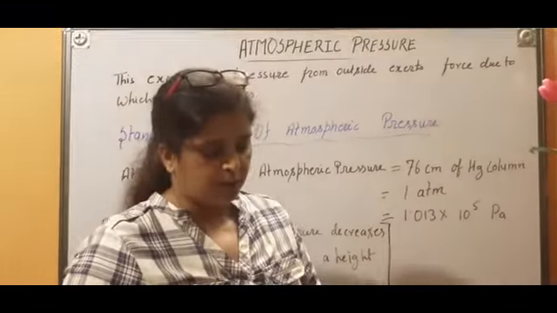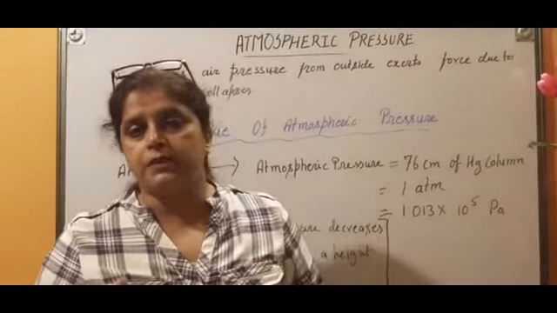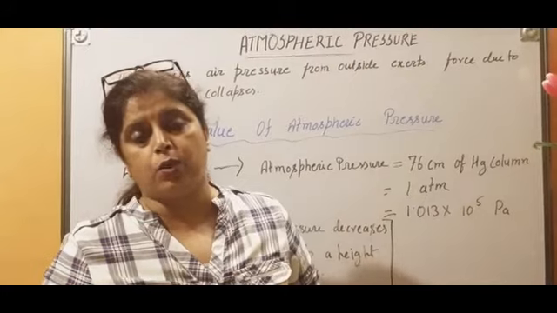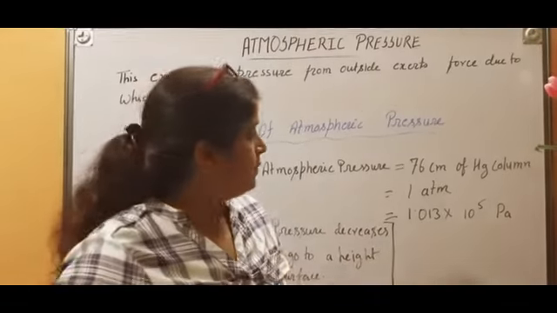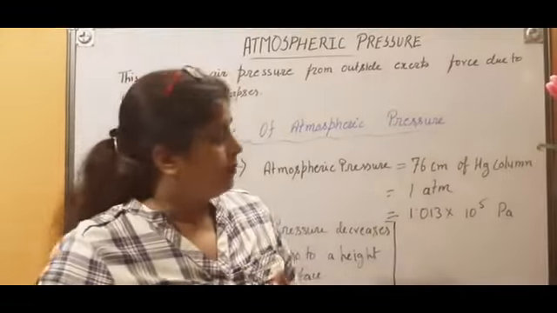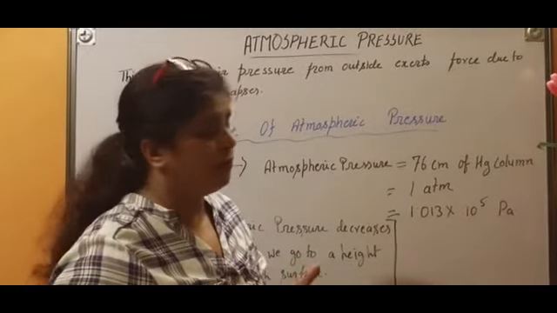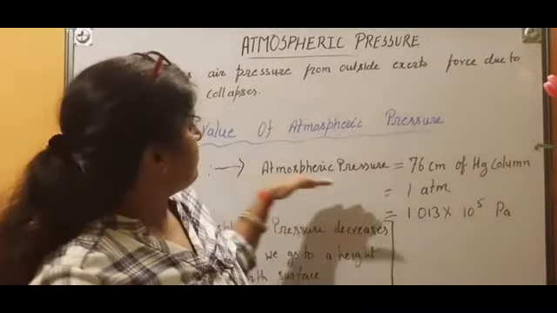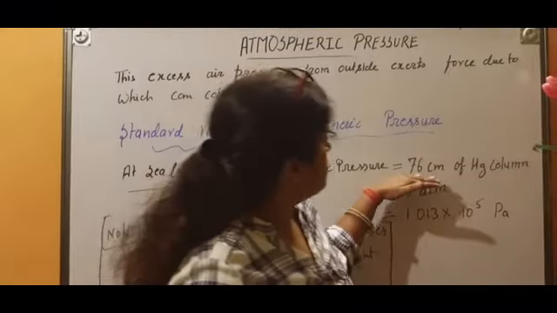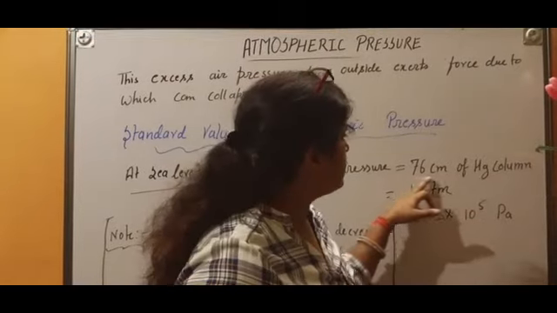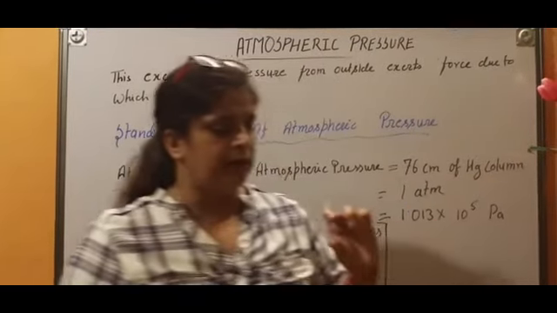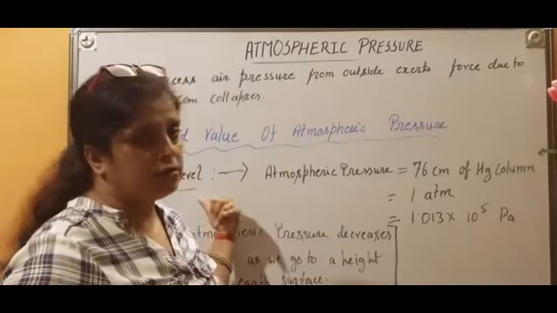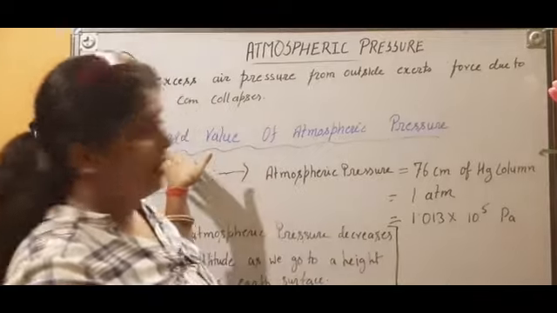What is that? As we use a thermometer to measure the temperature of the environment or our body, similarly, there is an instrument that is a barometer. With the help of that we measure the atmospheric pressure. In general, at sea level, atmospheric pressure is approximately equal to 76 centimeter of mercury column. It means the height of the mercury is up to 76 centimeter at sea level. I am talking about sea level. We are taking that value as the standard value.